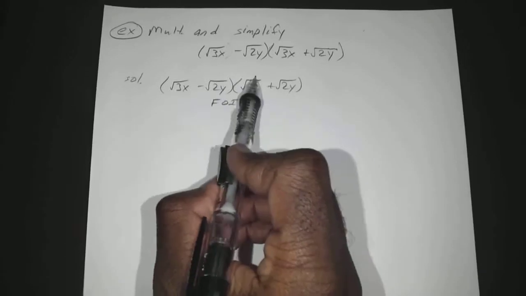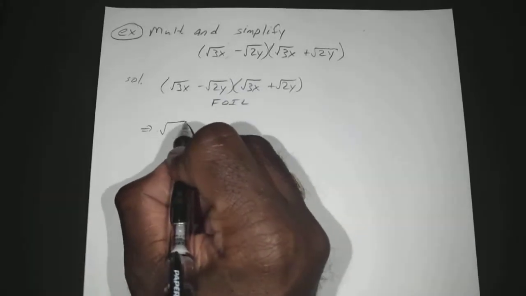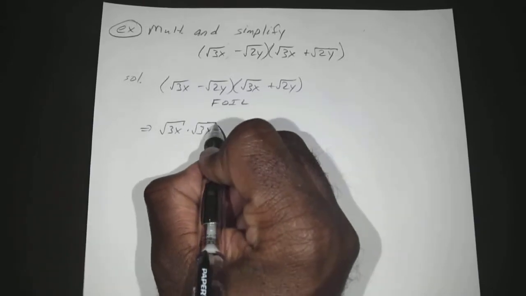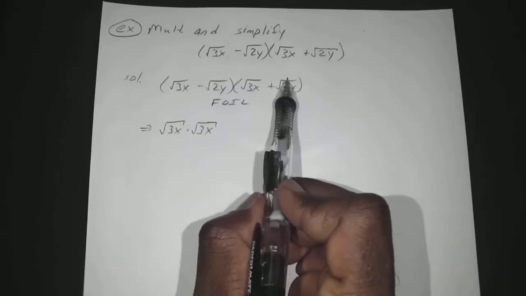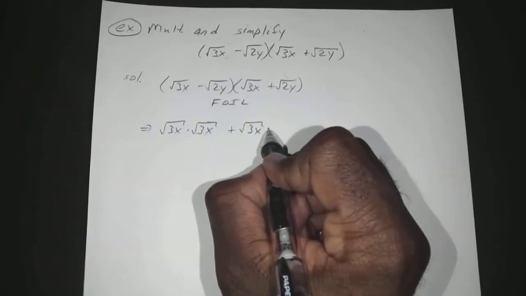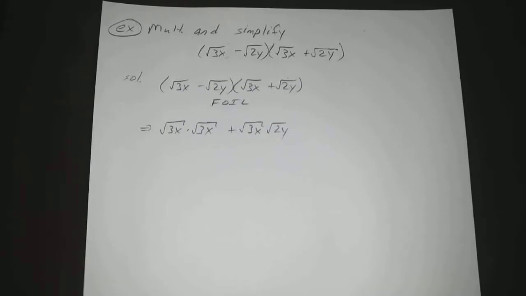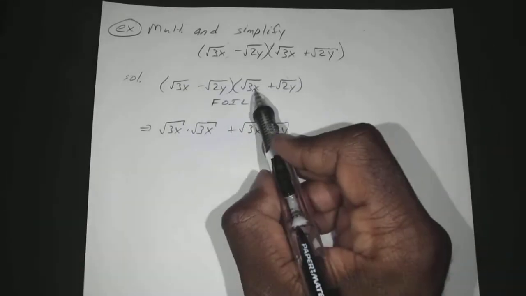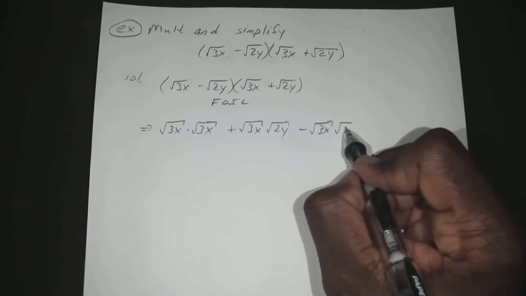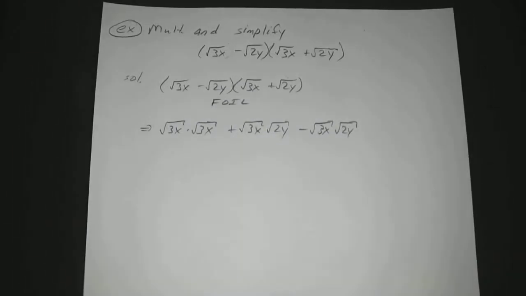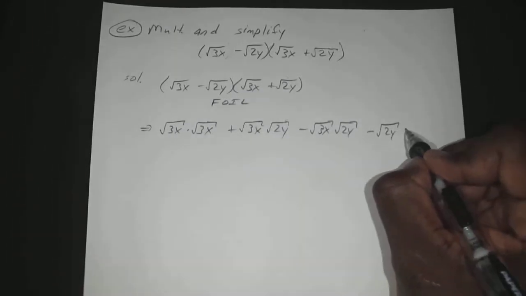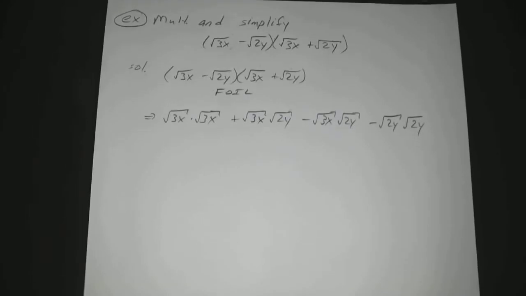Okay, so we multiply our first terms, which is square root of 3x times square root of 3x. Then you have your outer, which is plus square root of 3x times square root of 2y. Then you have your inner, which is negative square root of 3x times square root of 2y. Then you have your last, which is negative square root of 2y times square root of 2y.